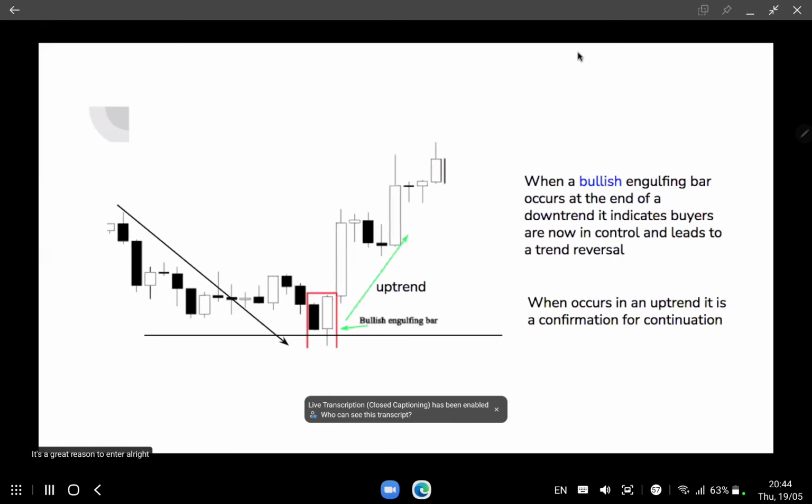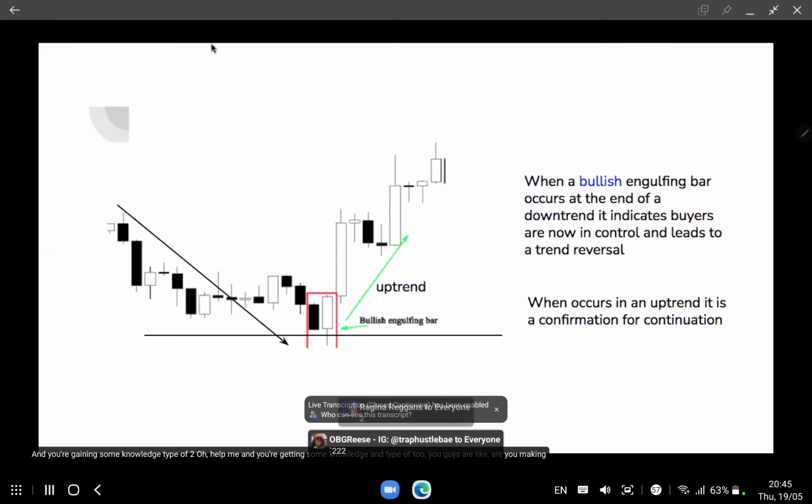All right. You guys making sense? Is this making sense to you guys? If you're following along and you're gaining some knowledge, type a 2. Oh, help me. If you're following along and you're getting some knowledge, type a 2. You guys are like, are you making sense? Let's ask that question first of all. Perfect. All right, so I'm going to clear this off and we're going to go to the next one.